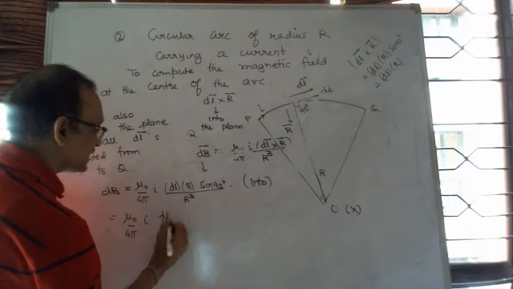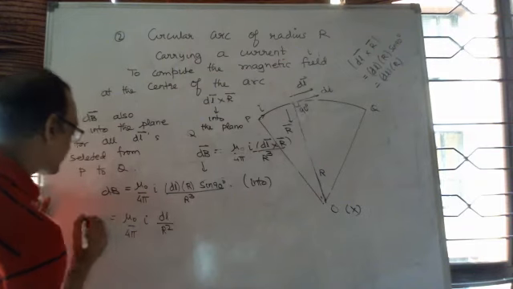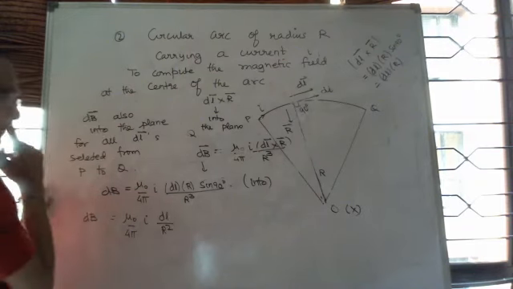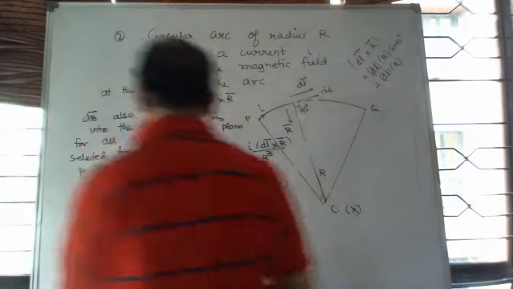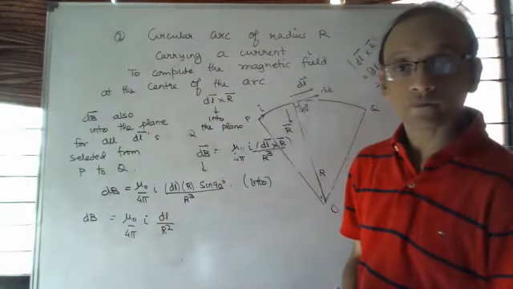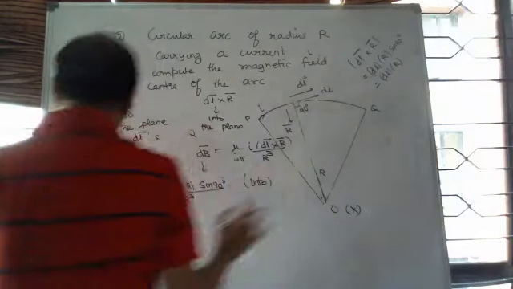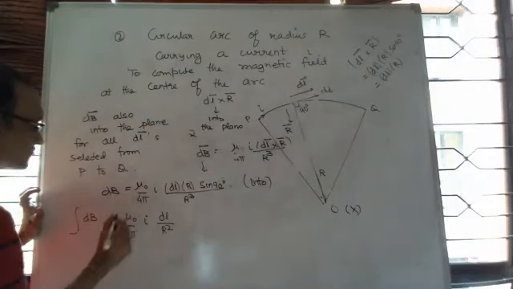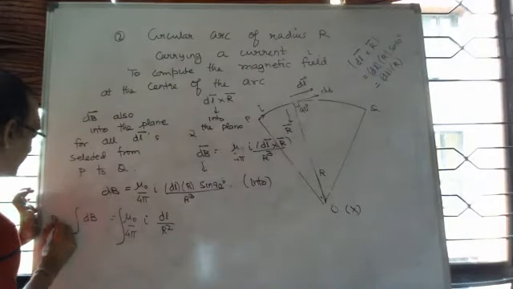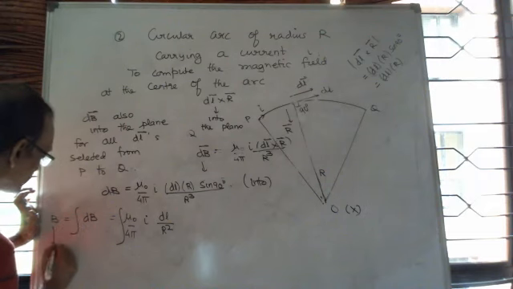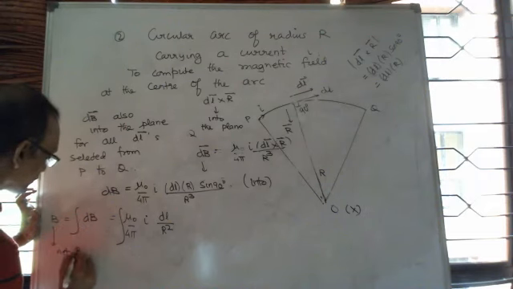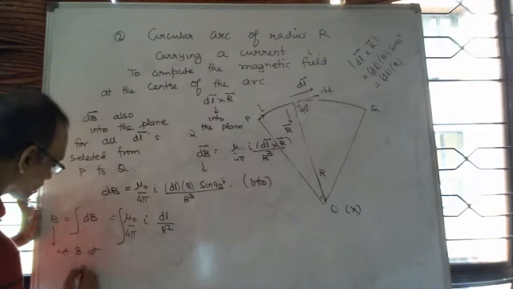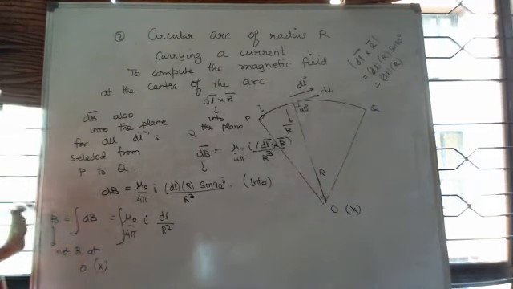So this is like dl by r squared. Right? Now, isko sum up karna hai. Total will be the sum of all of this. That will be the net B at O, which is into the plane of the board.